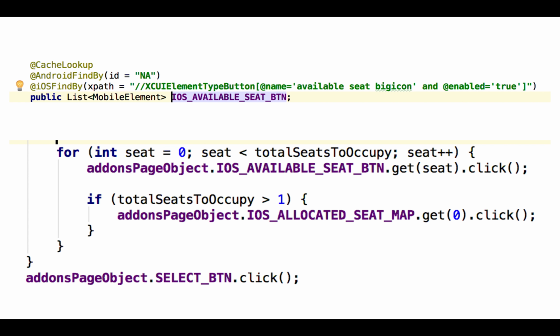So how did we do it? On the basis of the properties of the available and occupied seats, we were able to get the list of all the available seats. And as per the requirement of seat selection, let's say if I have to select 2 seats, I iterate twice and click on the first 2 elements returned by this locator.